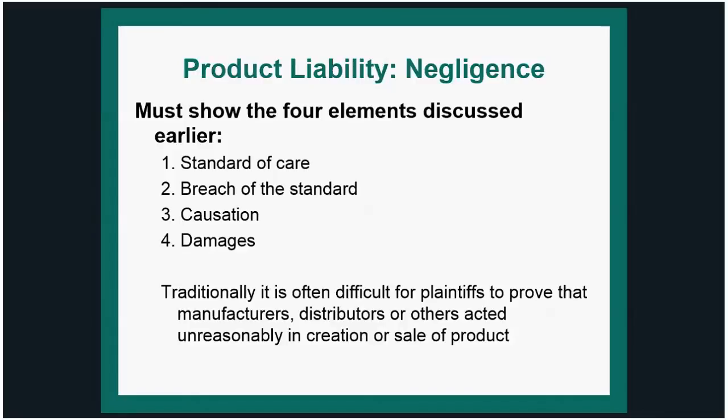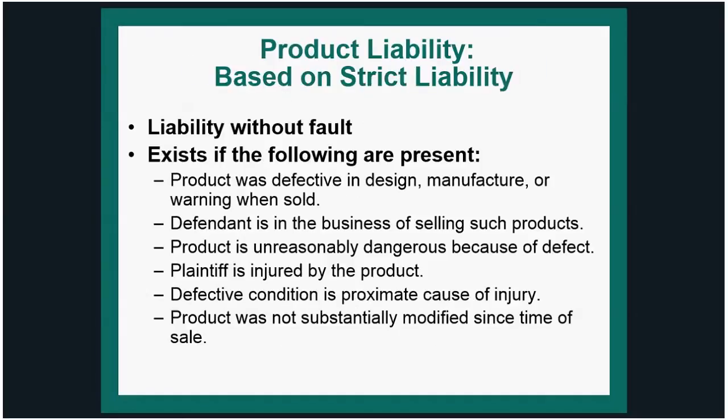Just a repeat of negligence: duty, standard of care, breach of that standard, causation, and damages. Traditionally, it's difficult for plaintiffs to prove that manufacturers acted unreasonably in the creation or sale of the product. So product liability shows it doesn't matter if you acted unreasonably; the fact that the product was defective shows that you didn't act in a certain way. It's liability without fault. You're saying that the product was defective in design, manufacture, or warning when it was sold.